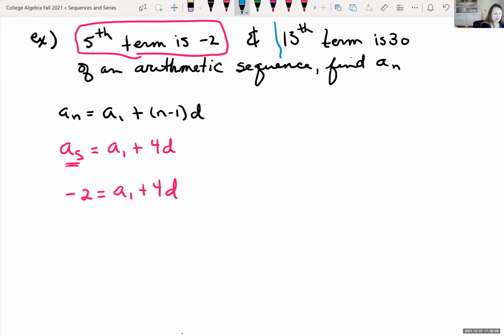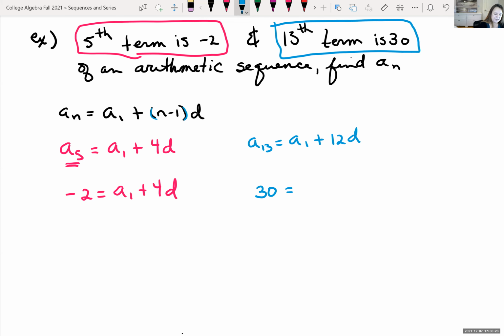The other equation in our sequence, we've given the 13th term. You know, that's the first term plus 13 minus 1. That gives us 12 times d. And again, that 13th term is given to us. We know it's 30. So 30 equals a sub 1 plus 12d.